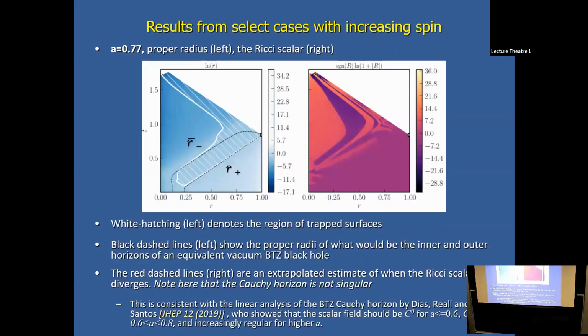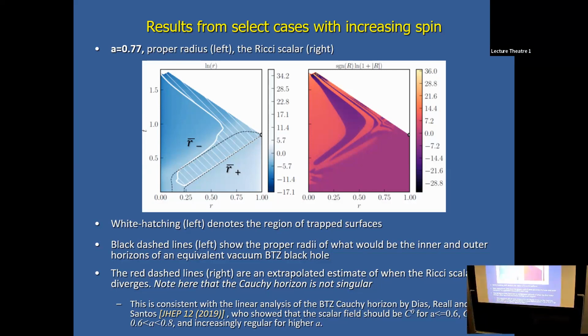Okay, so now we're going to a much higher spin. A is 0.77, and there are a couple of qualitatively interesting differences. First, here is a region where the inner part of the trapped region is pretty close to where you would expect it to be from the BTZ solution. It does follow along with R minus for a while. But then at some point, it collapses down to R equals 0.